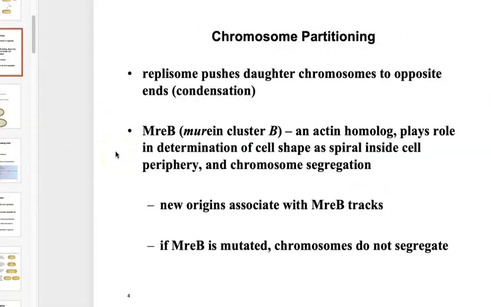And so some of the components that are facilitating this chromosomal partitioning are illustrated here, one of which is MreB. So MreB is an actin homologue. It plays a role in determining cell shape. It kind of forms a spiral inside the cell periphery, as I'll show you, and is essential for chromosome segregation. New origins of replication associate with the MreB tracks. So the origin of replication knows where to set up. And one of the scientific pieces of evidence for this is that if MreB is mutated, chromosomes don't segregate. So we know that it's important.